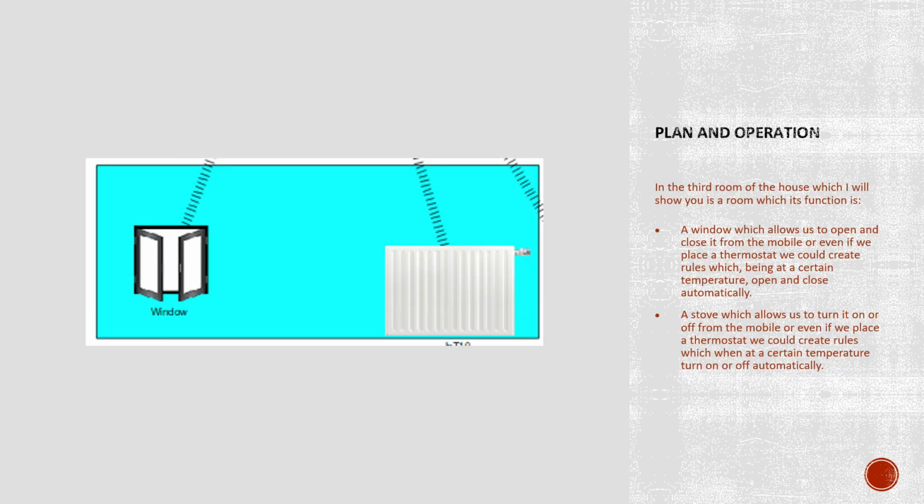The third room of the house which I will show you has a window, which allows us to open and close it from the mobile, or if we place a thermostat, we could create rules to open and close it automatically at certain temperatures. And the second is a lamp, which allows us to turn it on or off from the mobile, or even if we place the thermostat, we can create rules to turn it off or on automatically at certain temperatures.